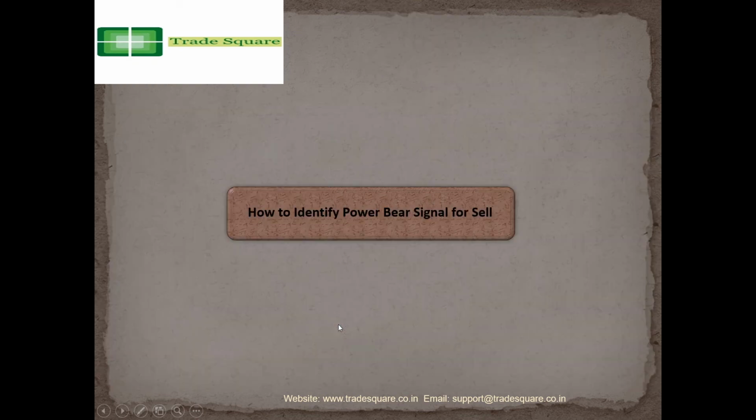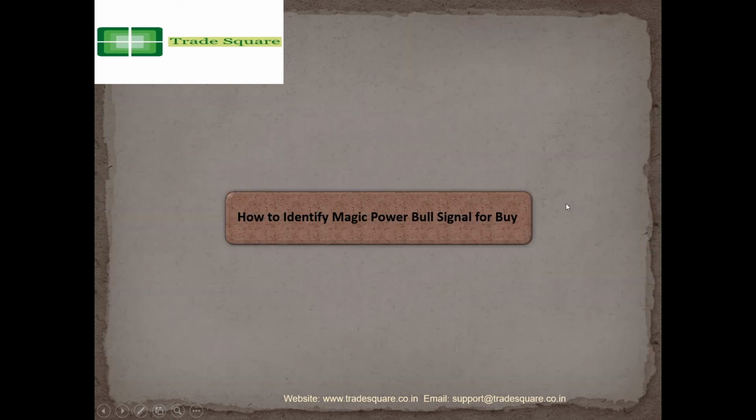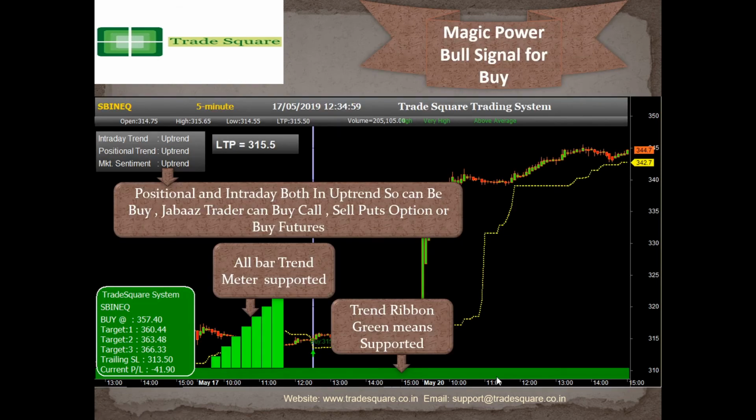Okay. In a similar manner, for a sell trade, the 4 bars need to be red, the trend ribbon supported, and all the other parameters need to be supported. Now this is a magic situation where a big trade can happen. All 7 bars need to be green, the ribbon should be green, volume is high, above average, uptrend, uptrend, uptrend. So this is actually very good.